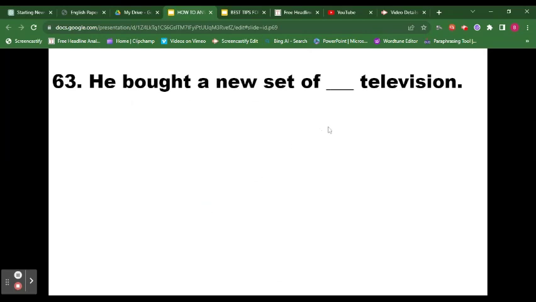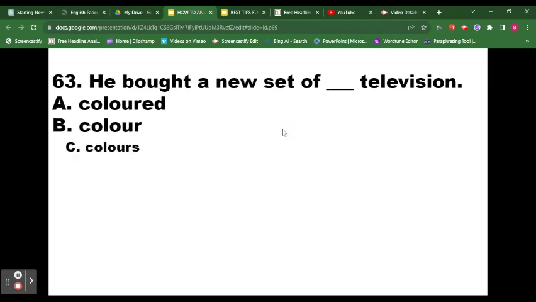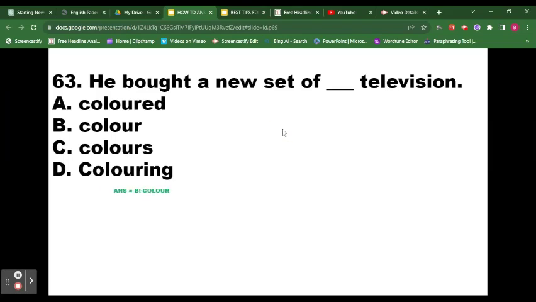63, he bought a new set of dash television. A, colored. B, color. C, colors. D, coloring. The correct option is B, color. It's color television, not colored television.